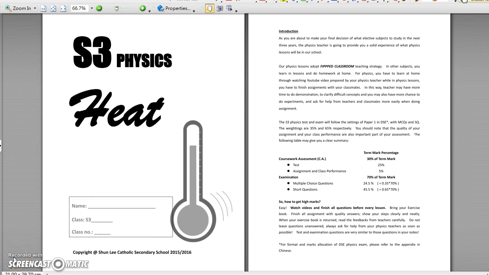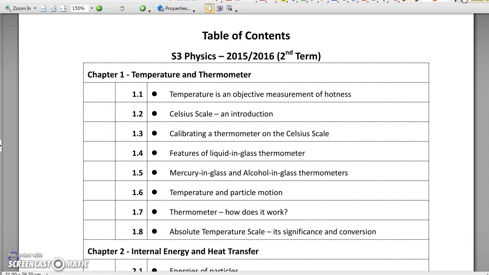Form 3 Physics Heat. In the first term, you have studied the physics of light. In the second term, you are going to study the physics of heat. There are altogether 4 chapters.